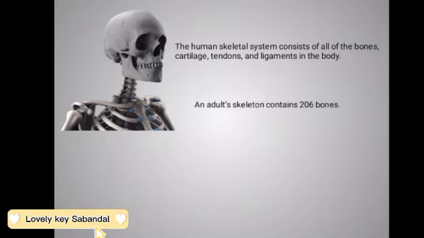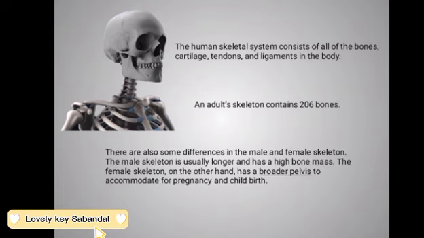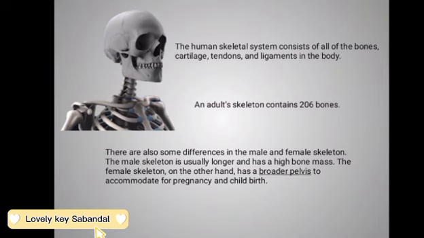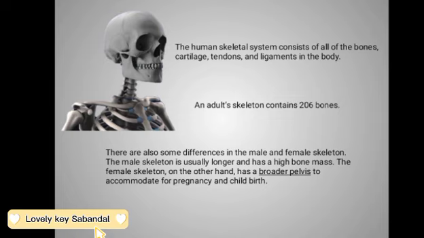An adult skeleton contains 206 bones. Children's skeletons actually contain more bones because some of them, including those of the skull, fuse together as they grow. There's some difference in the male and female skeleton. The male skeleton is usually longer with high bone mass. The female skeleton, on the other hand, has a broader pelvis to accommodate pregnancy and childbirth. Regardless of sex, the skeletal system can be broken down into two parts, which will be discussed later.